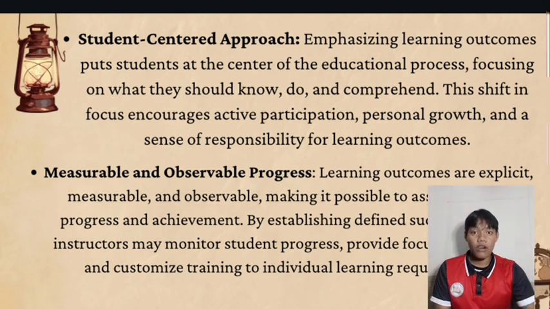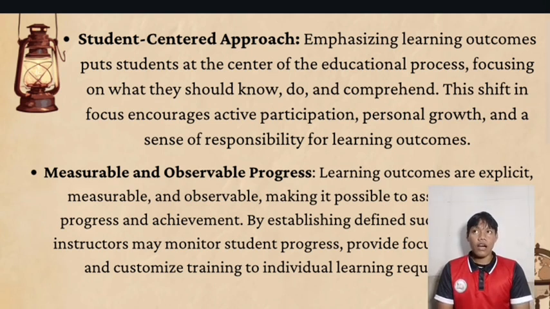Next is observable outcomes, meaning measurable or observable progress. A statement that clearly and precisely describes what the learner will know and be able to do by the end of the course, right?